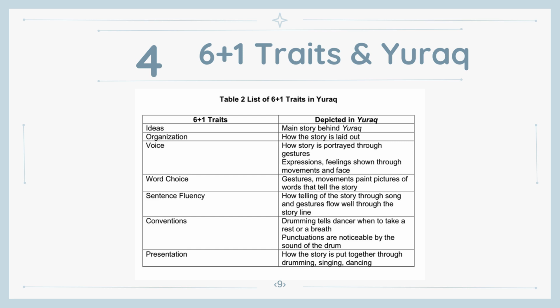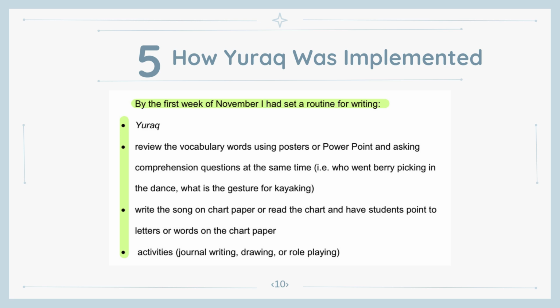Sentence fluency, how telling of the story through the song and gestures flow well through the storyline. Conventions, drummer tells dancers when to take a break or rest. And then lastly, presentation, how the story is put together through drumming, singing, dancing.